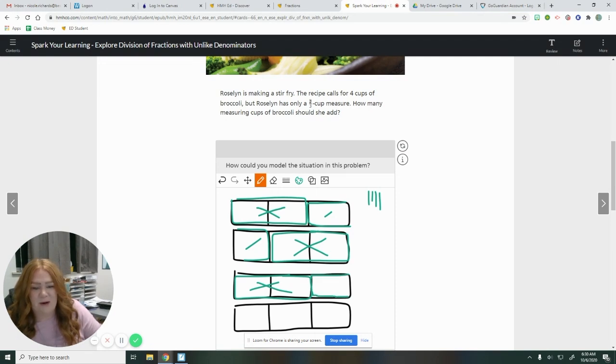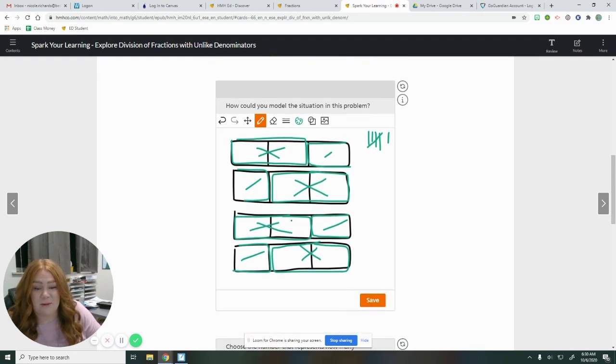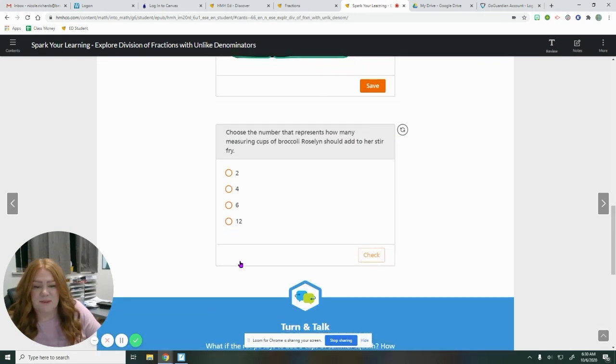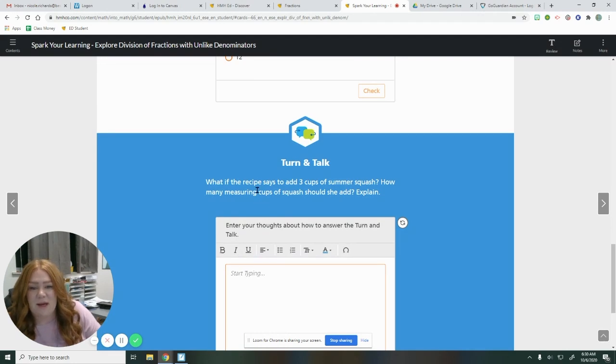And then I scoop out 1/3 onto the next cup, 2/3. So those go together. So there's 5. And then I finish with my last 2/3. So it looks like I need 6 scoops to scoop all of the broccoli. So 6 scoops. So what if I had to add 3 cups of summer squash?